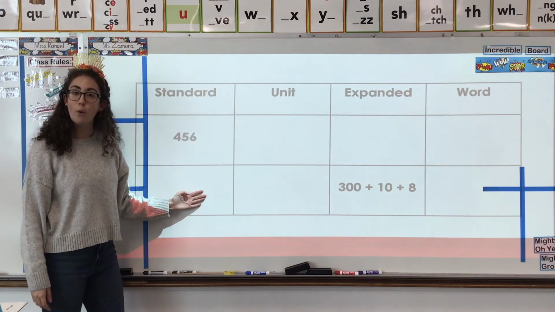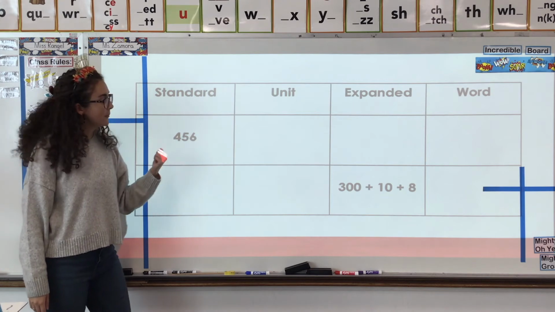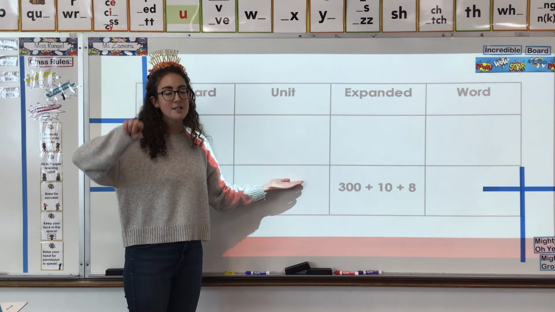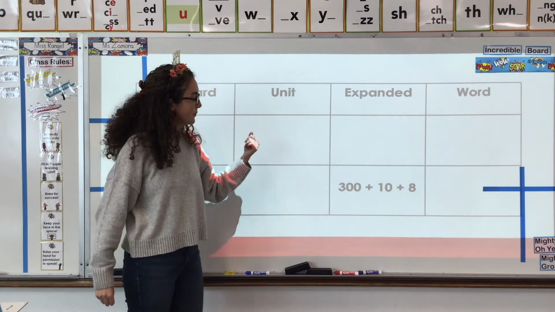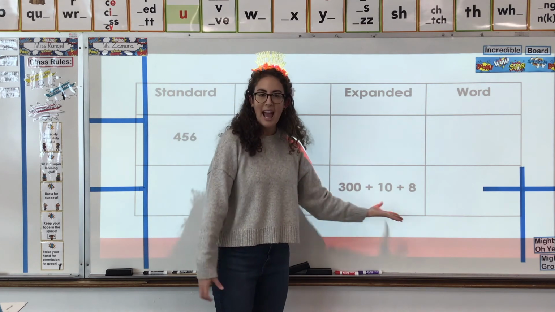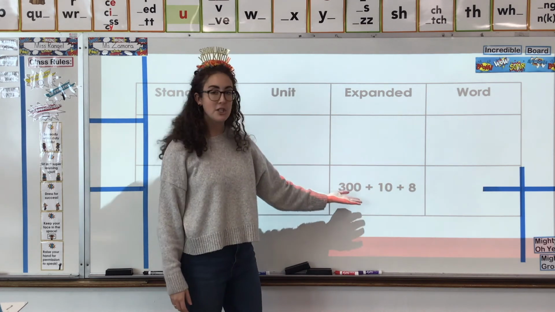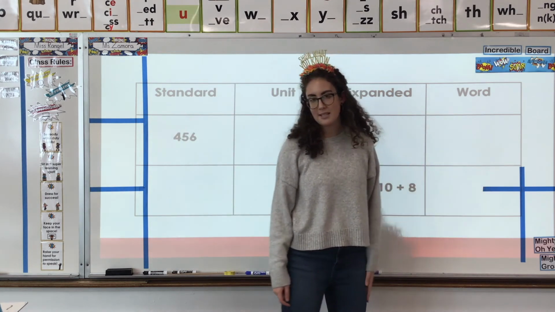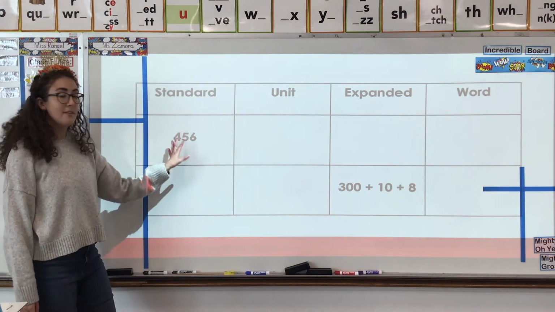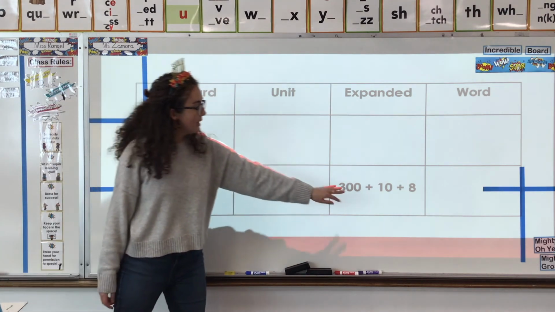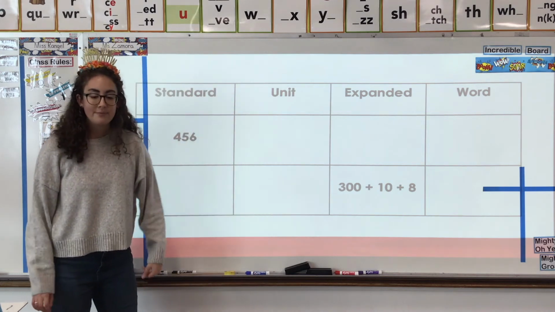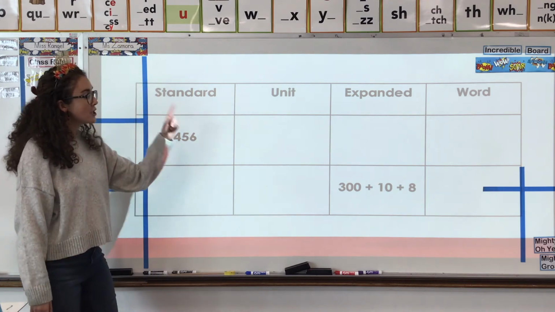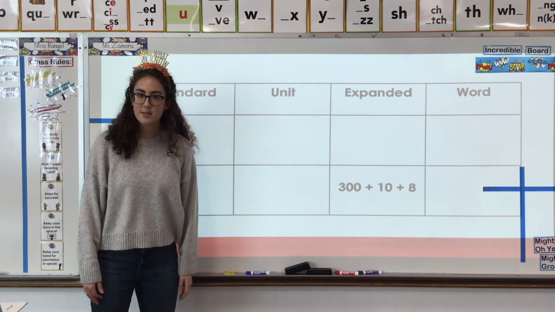In standard form, so with only digits. In unit form, to show how many units of hundreds, tens, and ones are in the number. In expanded form, that shows the value of each digit. And word form, that uses only words to express the number. So, you have the start. You've got standard form in one and expanded form in the other. You've got to translate this number in any order you would like into all 4 forms.